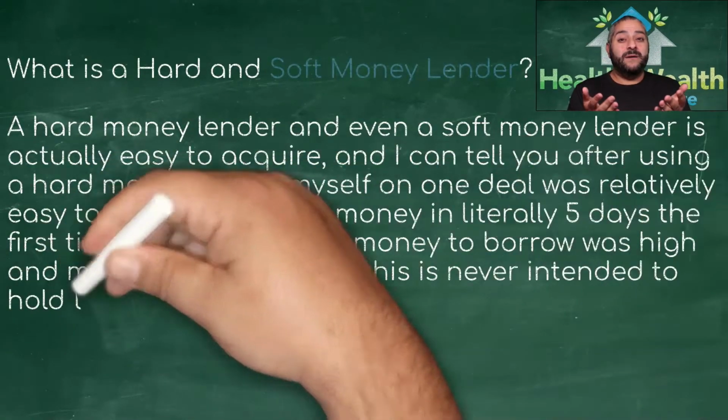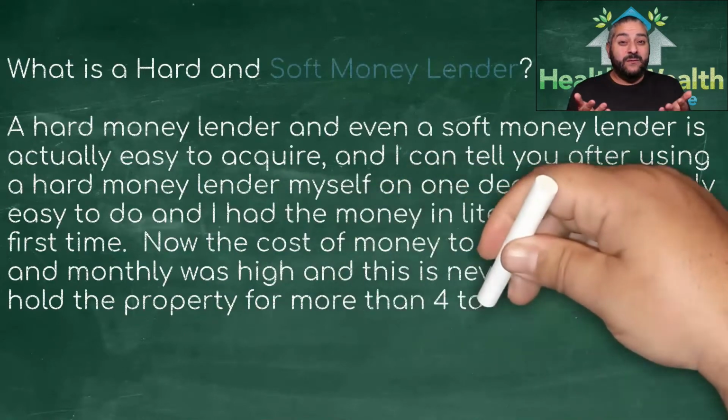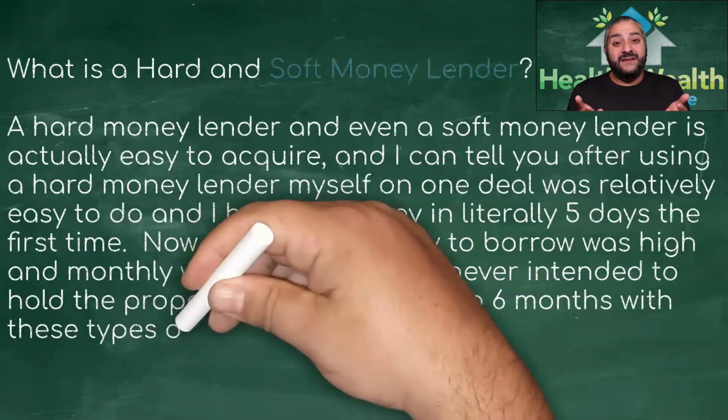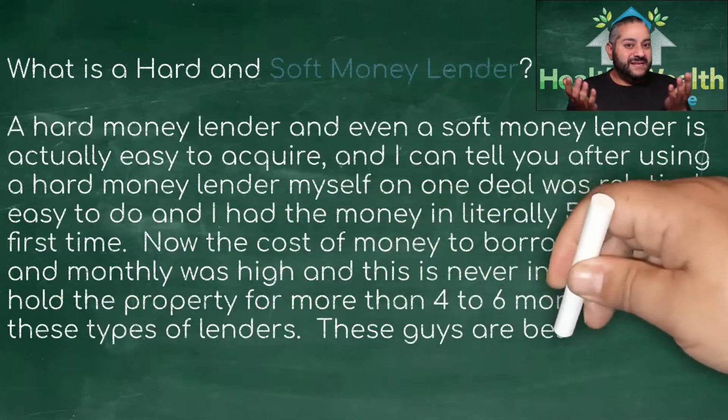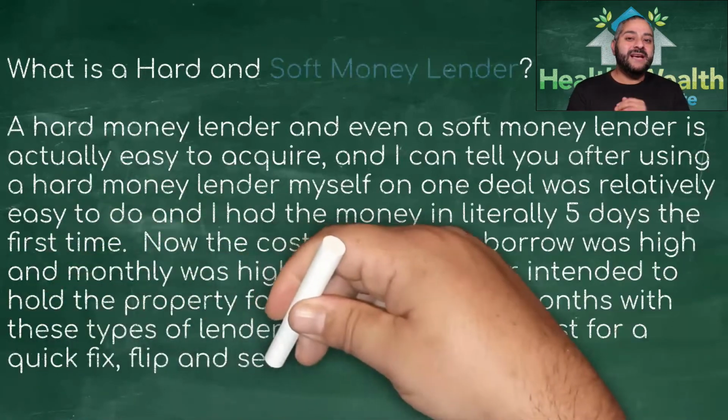Now, the cost of the money to borrow was high, and monthly was high, and this is never intended to hold the property for more than 4 to 6 months with these types of lenders. These guys are best for quick fix and flip and sell situations. In my case, the numbers still worked when I started and had to pay $20,000 out of pocket for the loan, and the amount at the time was about $500,000, so about 2.5% was the fee, and then the loan amount had to be paid on a monthly basis at a 15% rate.